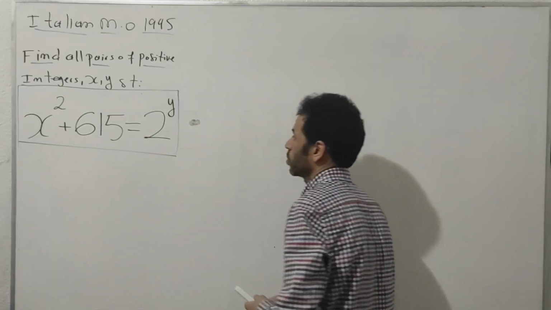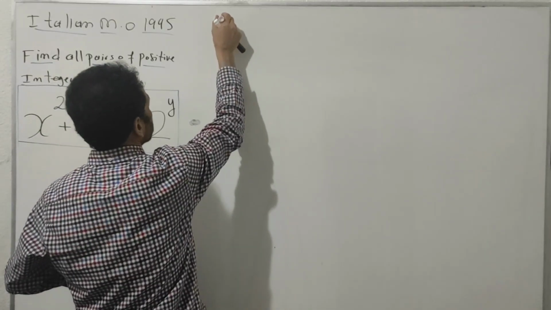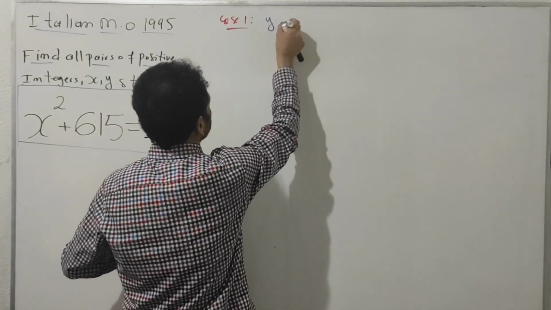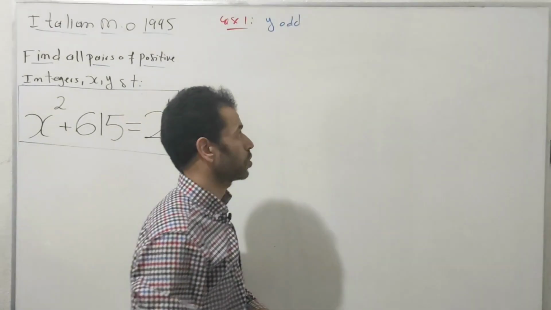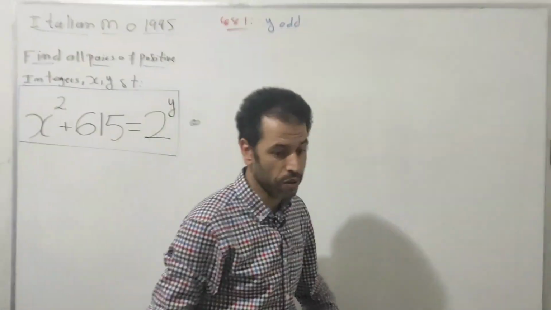But before I proceed with the solution, we are going to break this one into two cases. Case number one, y is odd. I'm going to remind you about a very important thing here. I'm going to reduce n squared mod 3 when you have a perfect square.